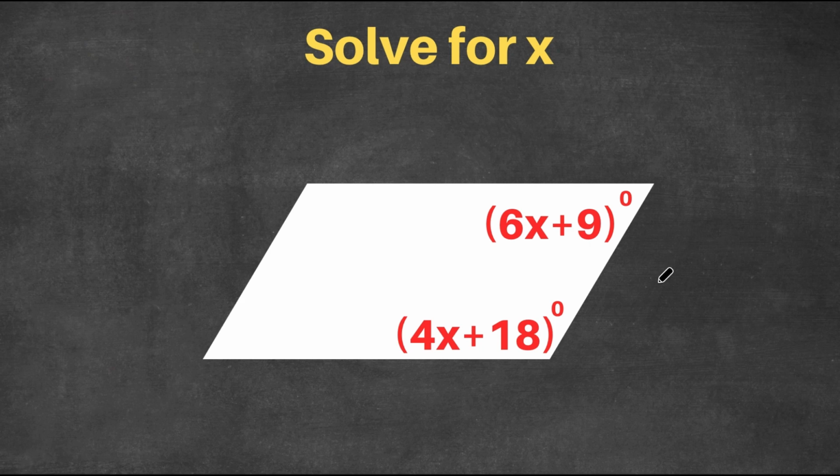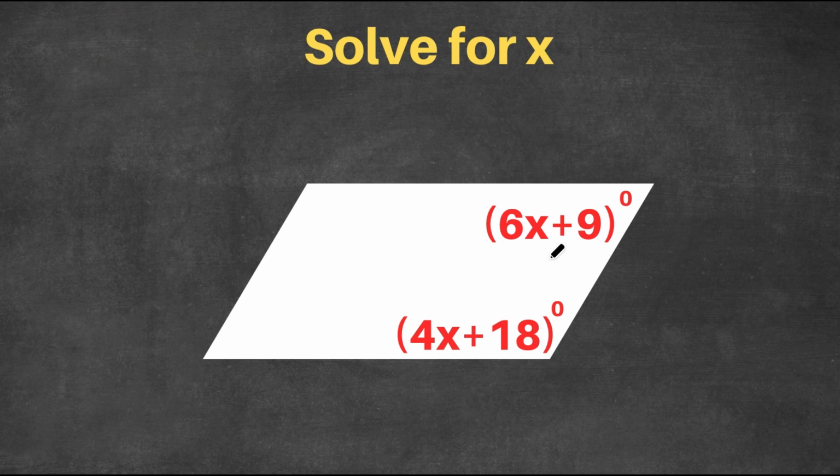Back to Click Academics. In today's video, I'm going to be teaching you guys how to solve for the angles of parallelograms using the properties of parallelograms. So right here, we have our parallelogram, and we are given two angles. We are given our top right angle, which is 6x plus 9 degrees, and our bottom right angle, which is 4x plus 18 degrees. And what we want to do is find the value of x as well as the value of all the angles in this parallelogram.